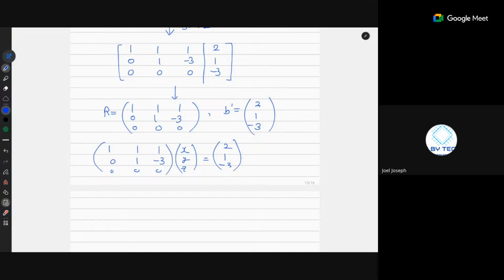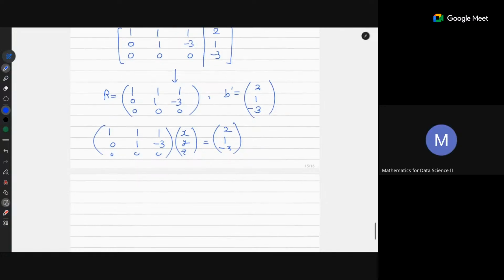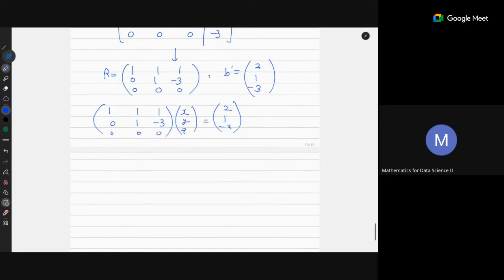Yes, sir. Now, if you write it down, what is the first equation? It is x plus y plus z equal to 2. The second equation is y minus 3z equal to 1. What about the third equation? What is the third equation?